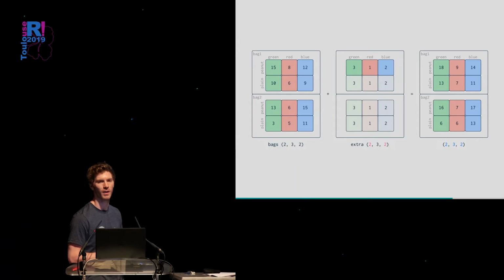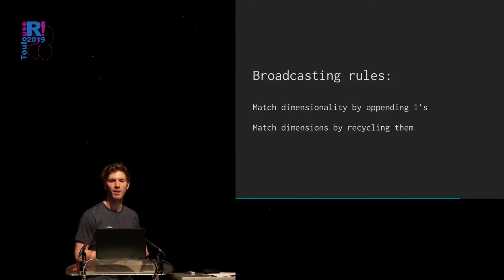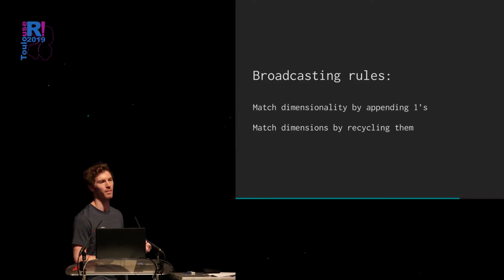So this is a very flexible way that you can manipulate arrays of different dimensions, and there's really just 2 rules. The first is matching dimensionality by appending ones where it's missing, and the second is matching the dimensions by recycling dimensions of size 1 up to the dimension of the other object.